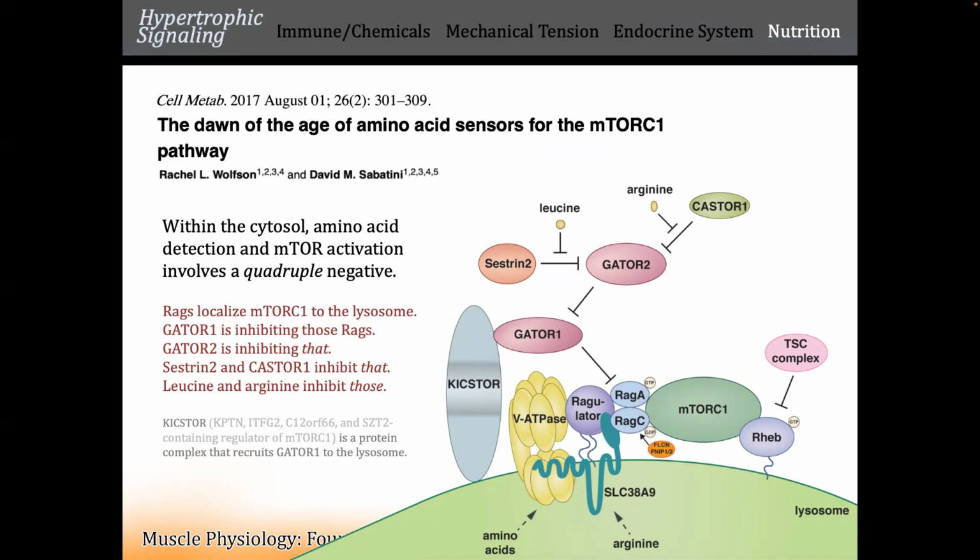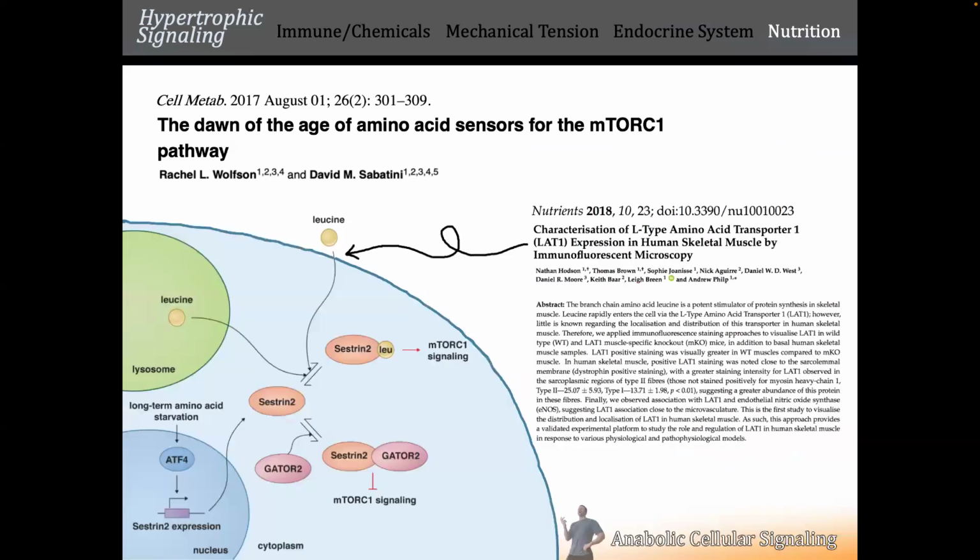And if GATOR2 is on, it's inhibiting GATOR1, which is the direct inhibitor of RAGs. So if you want to grow, if you want to translate protein, you want GATOR2 on. And cytosolic leucine and arginine both accomplish that. Another look at the same thing: sestrin has a binding site to bind to GATOR2, and leucine inhibits that binding.